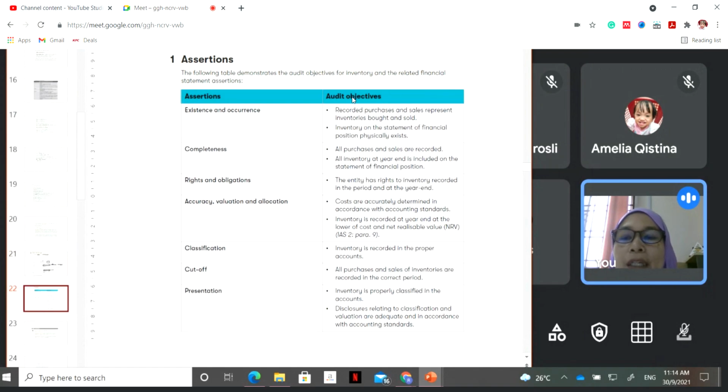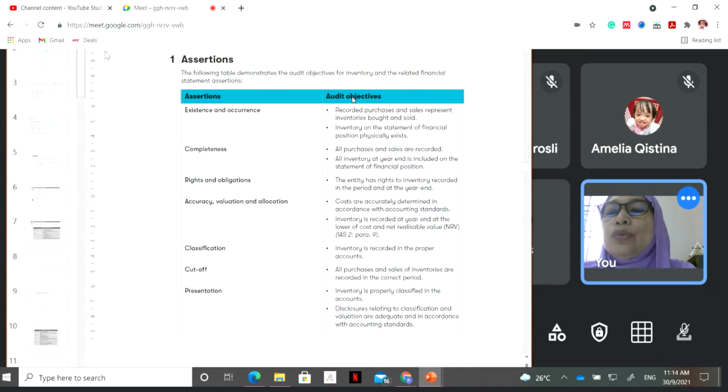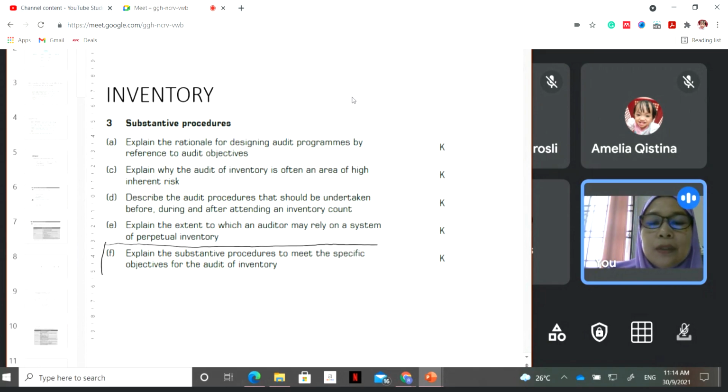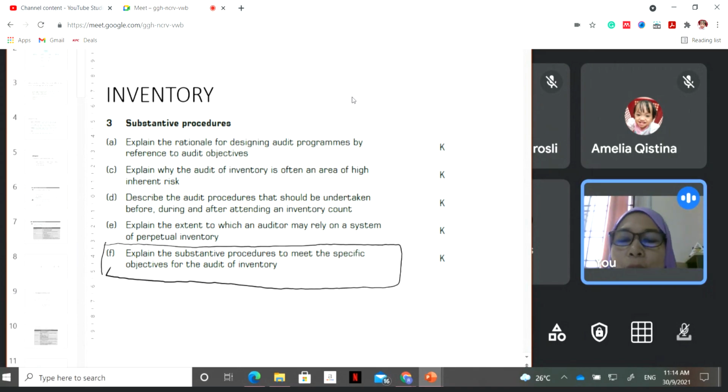Just to recall today's objective, this is slide number 22. Go back to slide number 1. Today we are going to cover this: explain the substantive procedures to meet the specific objective for the audit of inventory.